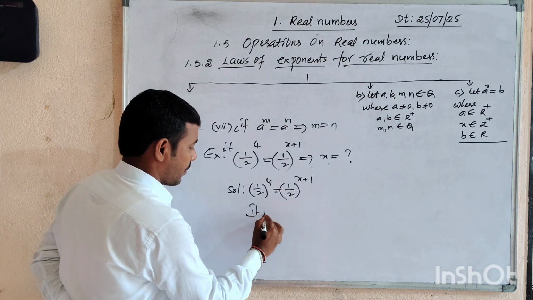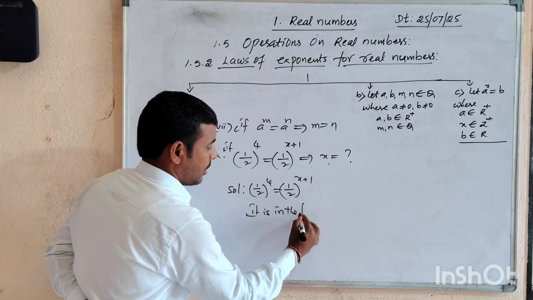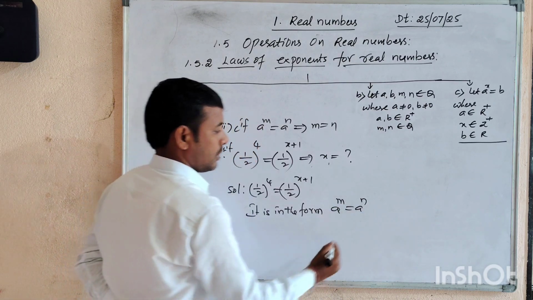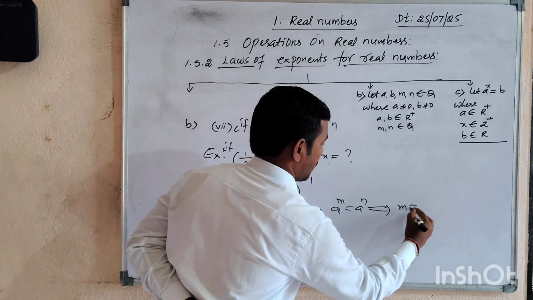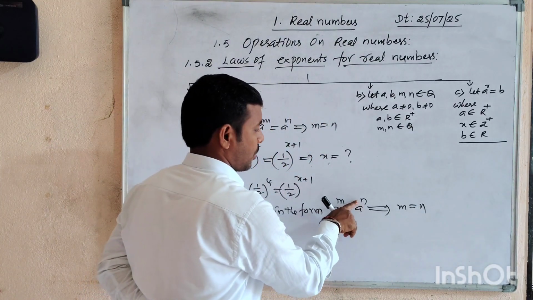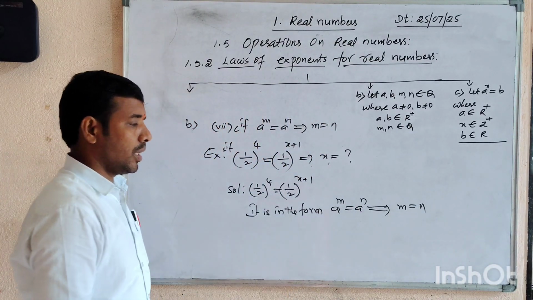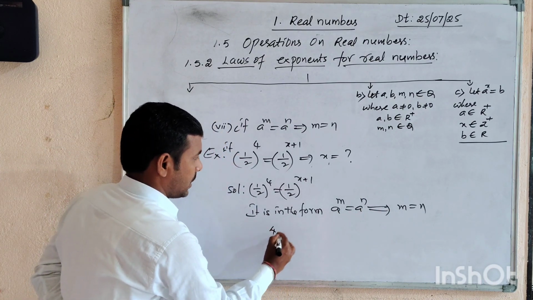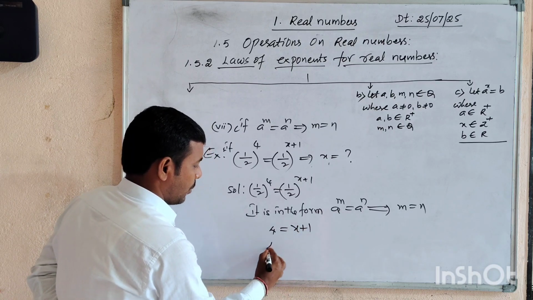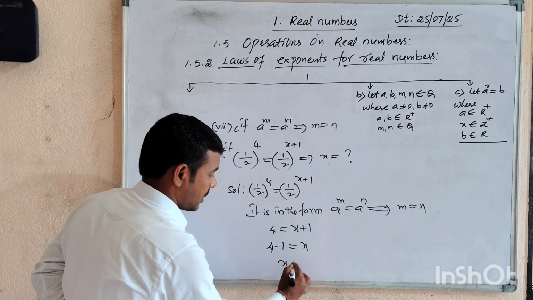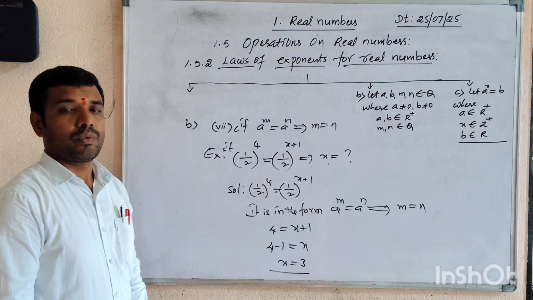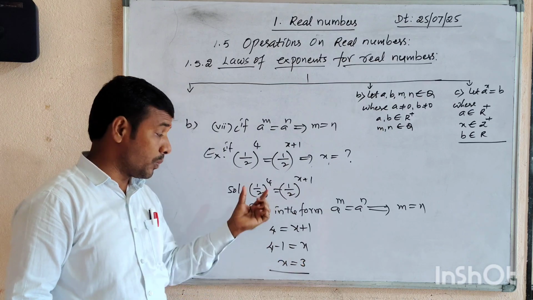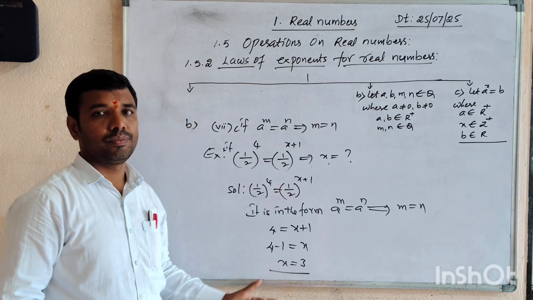How is it? It is in the form of a to the power of m is equal to a to the power of n. So our result is m is equal to n. No? a to the power of m is equal to a to the power of n, which is equal to m is equal to n. Based on this logic, here 4 is equal to x plus 1. Now 4 minus 1 is equal to x. Now x is equal to 3. You got it. This is a very excellent problem based on this formula. Very, very important problem. Question as well as answer.